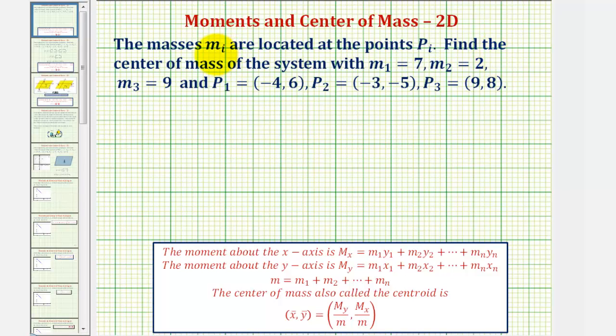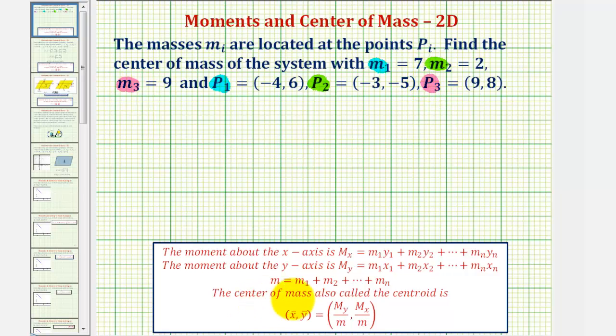The masses m sub i are located at the points p sub i. We want to find the center of mass of the system given the three masses and the three points. So they're telling us that mass m sub 1 is located at point p sub 1, mass m sub 2 is located at p sub 2, and mass m sub 3 is located at point p sub 3.